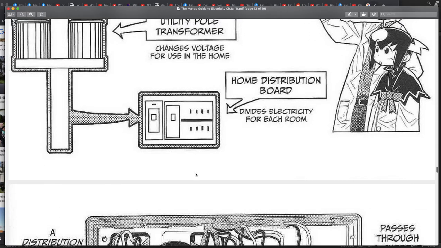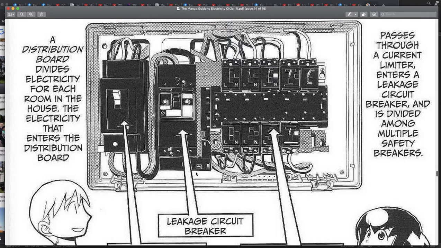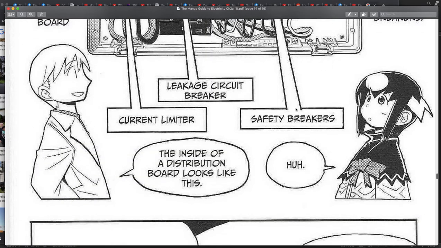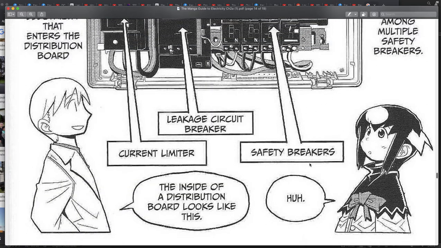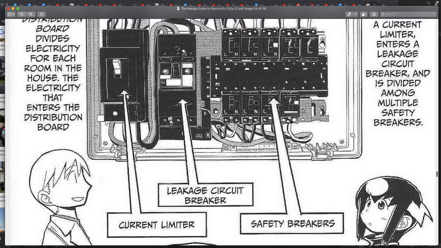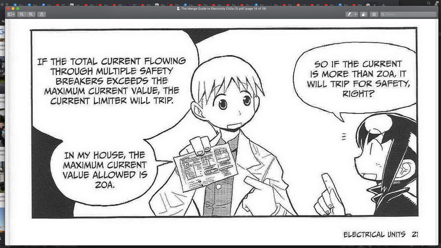Okay, and then it goes to a distribution board. This is what distribution boards used to look like. I'll show you a video in a second of what more modern ones look like. It's not using fuses. This is still using circuit breakers, so it could be older. There we go, circuit breakers, and a current limiter, which is another term I think. So the leakage circuit breaker is another term for a residual current device.